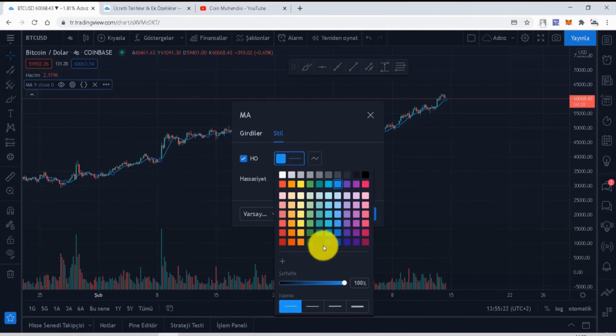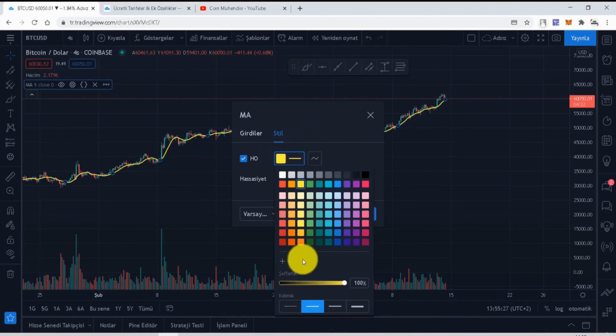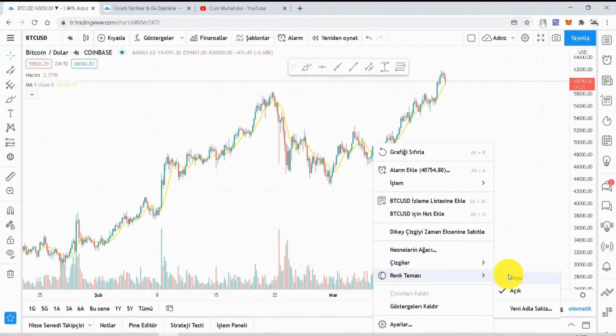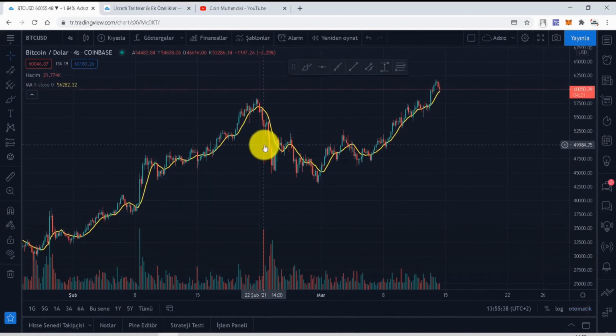From the style section, as you can see here, I'm lightening it a bit and changing its color to yellow for better visibility, because we are using a dark theme. As you can see, we are currently using the dark theme. It's for you to see better. As you can see right now, this is the moving average.